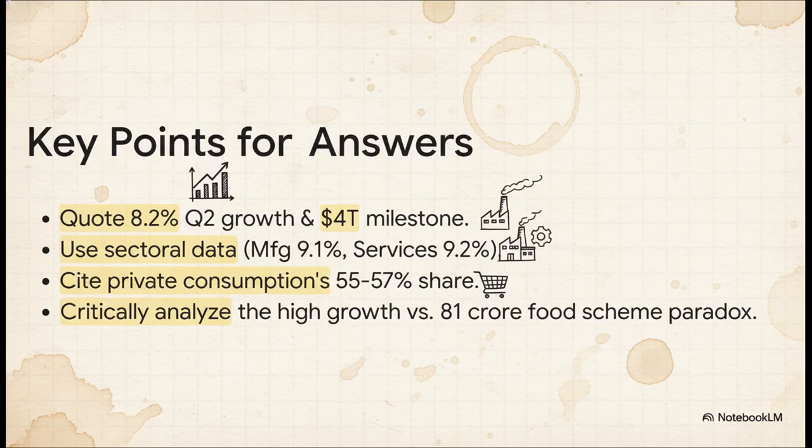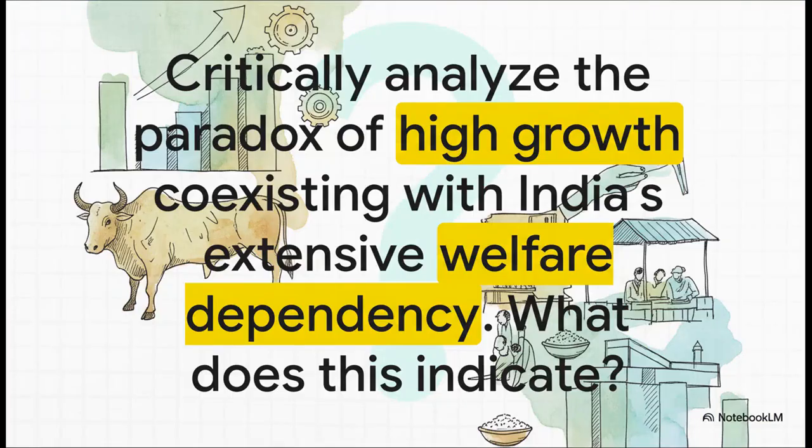And finally, the most critical part for a top-scoring answer, you must analyze the paradox of high growth existing alongside the 81 crore beneficiaries of food schemes. And to help you put this all into practice, here is a mains-style question based on our discussion. I really encourage you to take some time and outline a full answer. Start with an introduction, build a body using the data and concepts we've covered, and write a solid, forward-looking conclusion. This is exactly the kind of critical analysis the examiners are looking for.